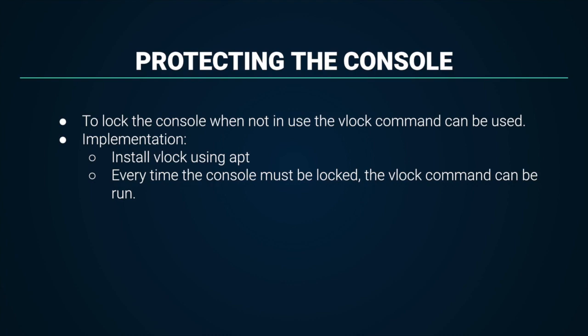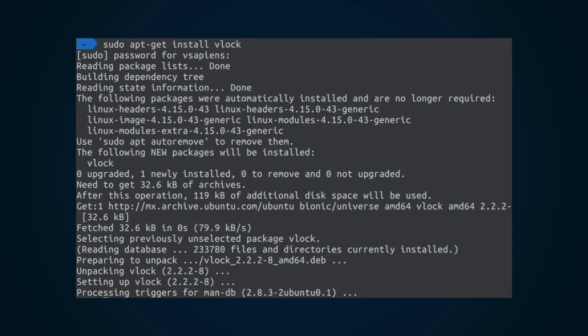In order to protect the console, we must lock it when we are not using it. With this, we use the vlock command. The implementation is easy. We just write in the terminal to install vlock using apt, and every time the console must be locked, the vlock command can be run.